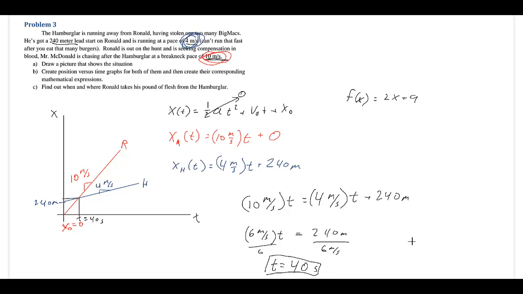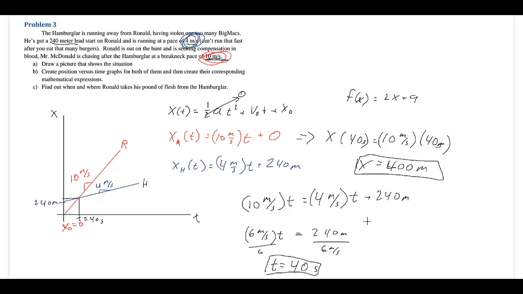And then taking the t and plugging it back into whichever one of these equations we want, I'm going to go with this one because it's easier. We get that the position at t equals 40 seconds is going to be equal to 10 meters per second times 40 seconds, which is going to be 400 meters. So their position is going to be the same. They're going to collide, or Ronald's going to catch up with him at 40 meters after 40 seconds. Oh, sorry, 400 meters, 400 meters after 40 seconds. All right, moving on down.